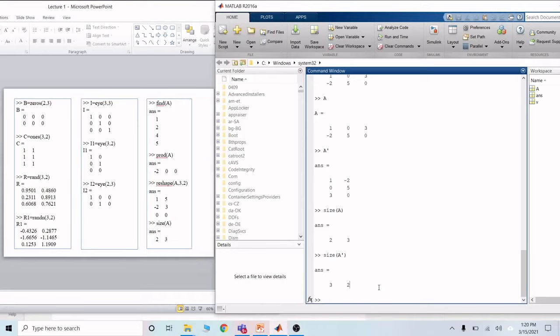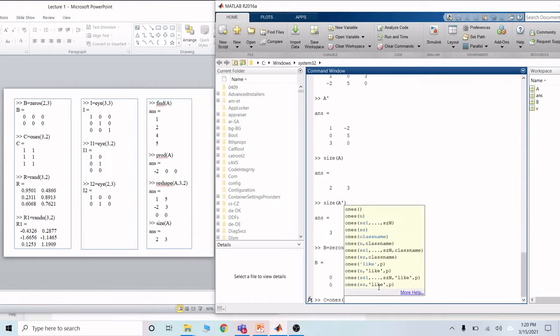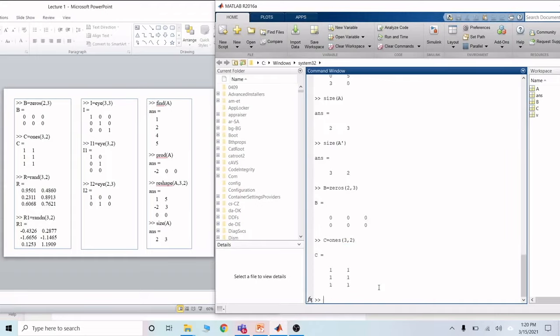Now come to zeros. B is equal to zeros. I am taking a 2 cross 3 matrix filled with zeros. The command is zeros 2 cross 3. Okay. I am taking another matrix, ones, a 3 cross 2 matrix filled with 1. Capital R is equal to rand, filled with random elements, 3 cross 2.